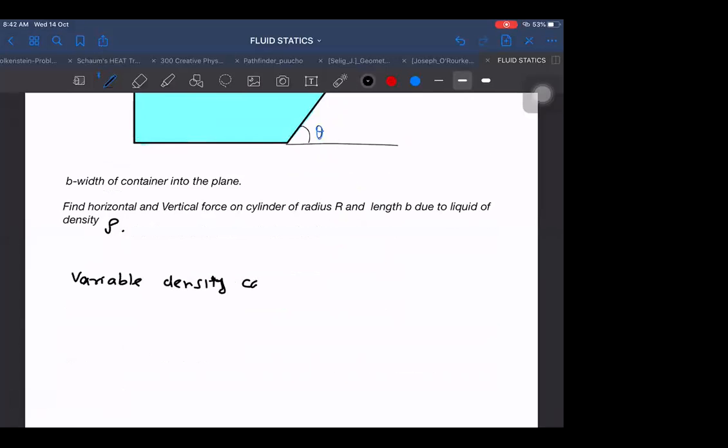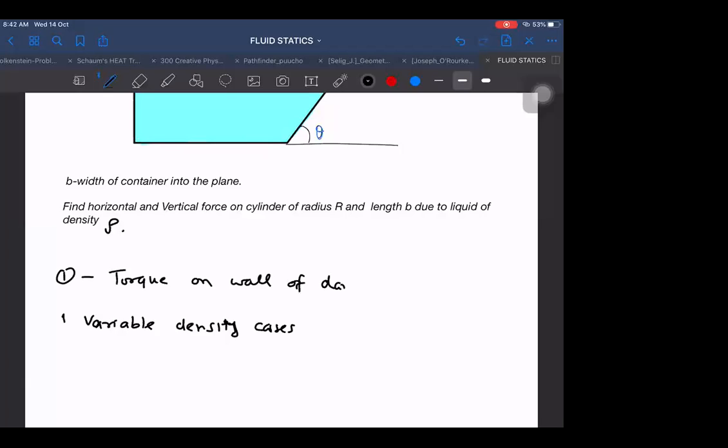Variable density cases in finding force, I will take tomorrow. How to do for variable density cases? I have no option, but I will have to integrate. I have no other option. This case I have to integrate only. Number one, I will do before that torque on wall of dam. One case. Second case, variable density cases. Third case, I can take force by integration on curved surface area.